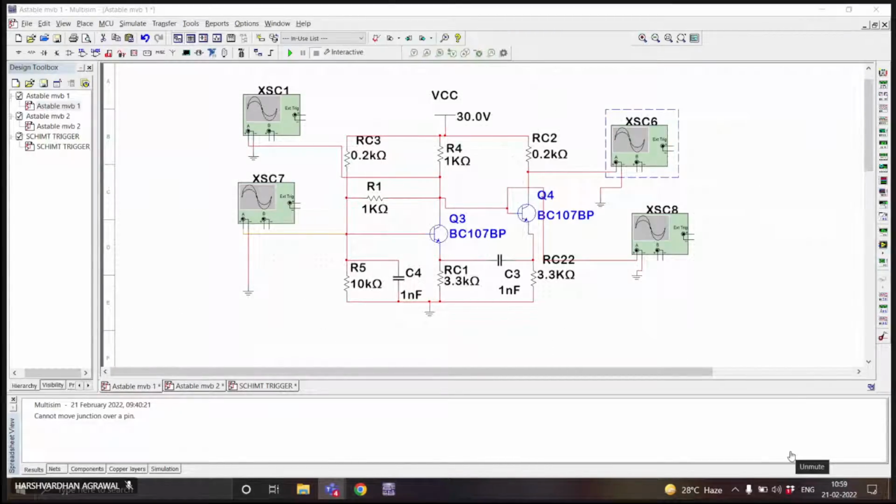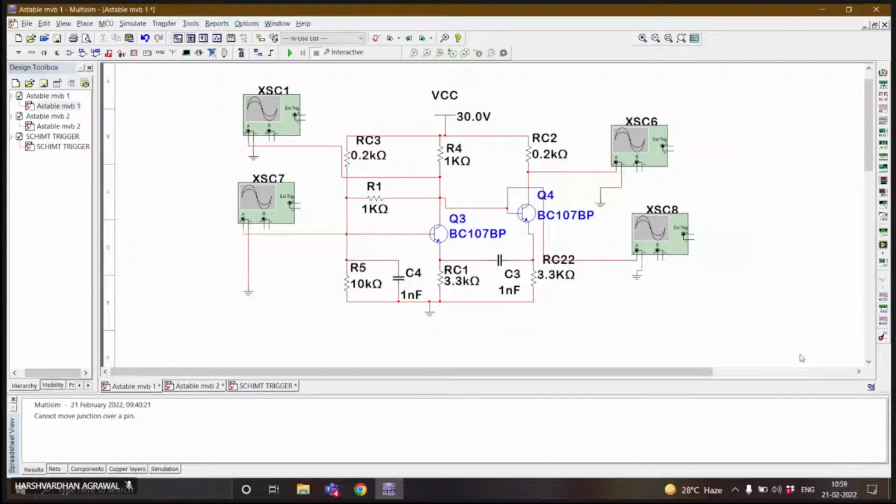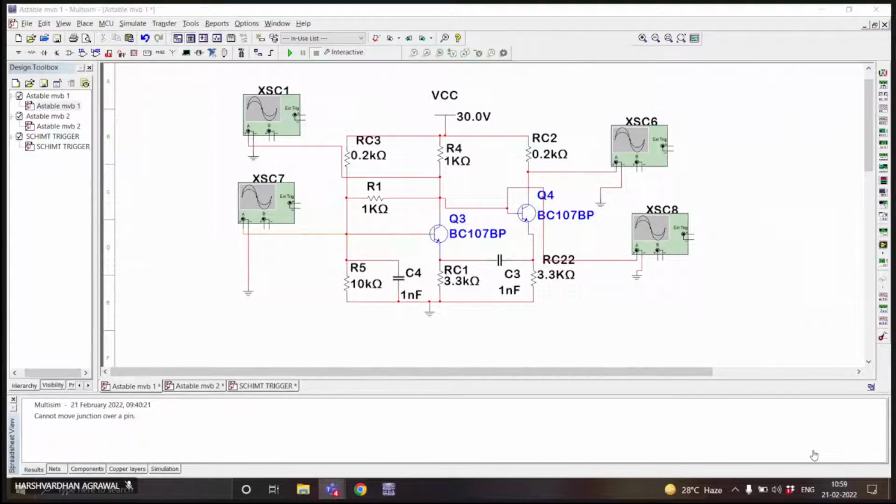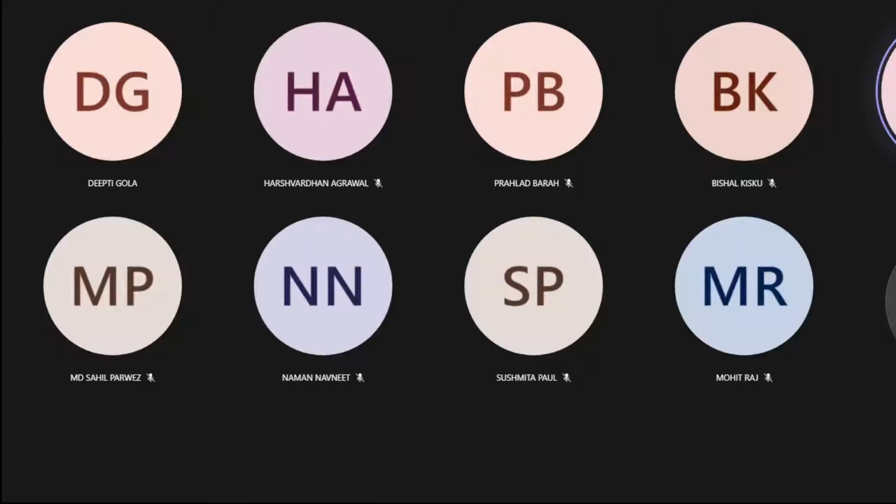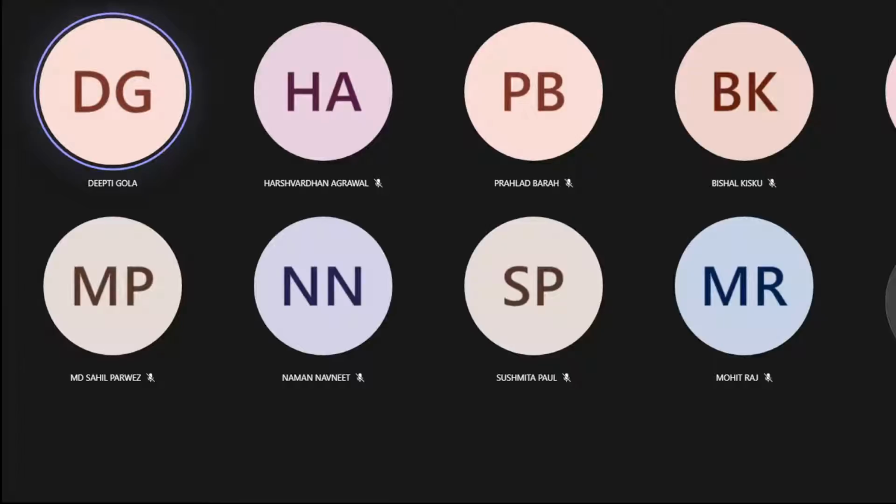Okay. Ma'am, similar graph, constant DC line. Are you checking for the AC variations? Both are same. How is it possible?